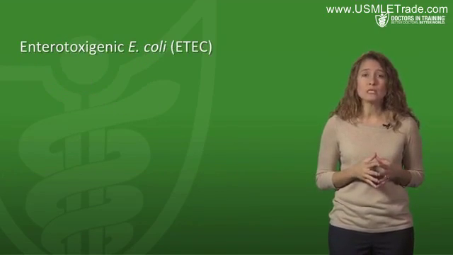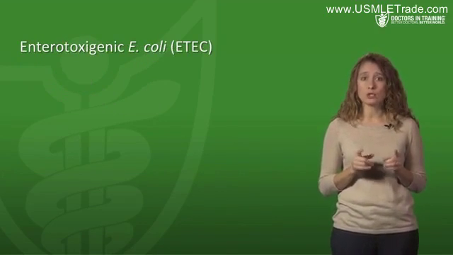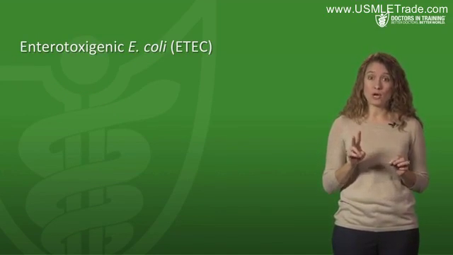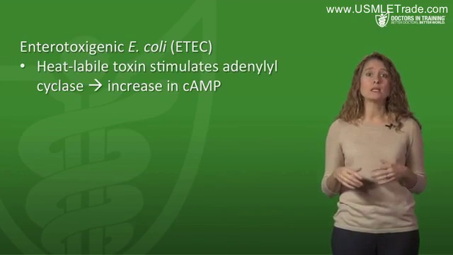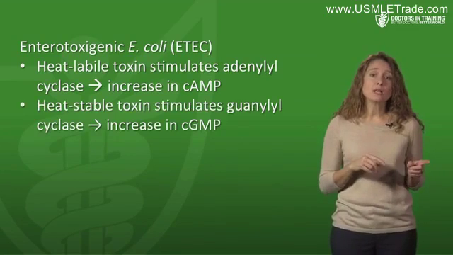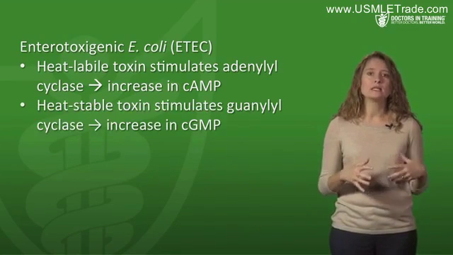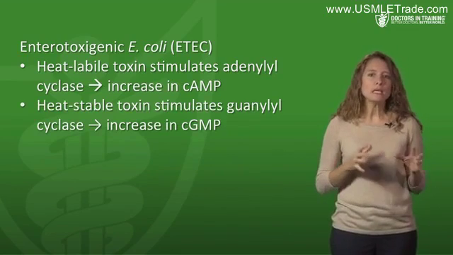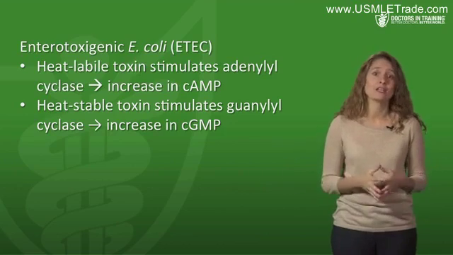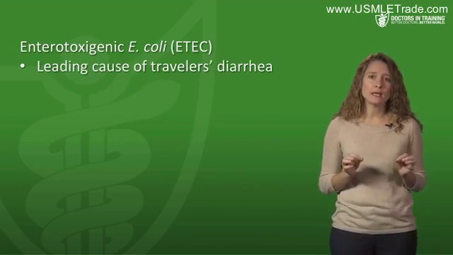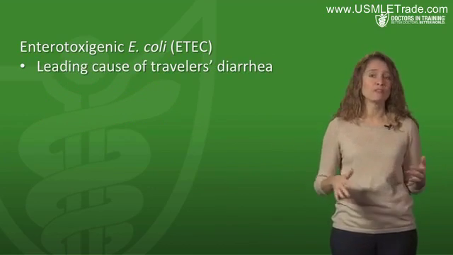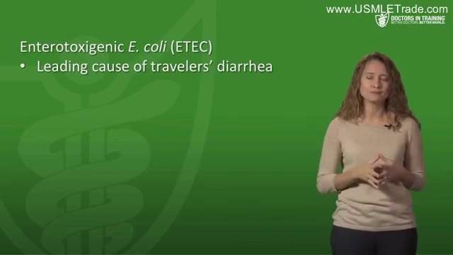The other type of toxin-producing E. coli I want to discuss is enterotoxigenic E. coli, or ETEC. This type of E. coli can produce one of two toxins. The heat labile toxin stimulates adenylyl cyclase, causing an increase in cyclic AMP. The heat-stable toxin stimulates guanylyl cyclase, increasing cyclic GMP. Either way, you get watery diarrhea that's similar in character to cholera, actually. Enterotoxigenic E. coli is the leading cause of traveler's diarrhea, also known by a variety of titles such as Montezuma's Revenge, Delhi Belly, among others.